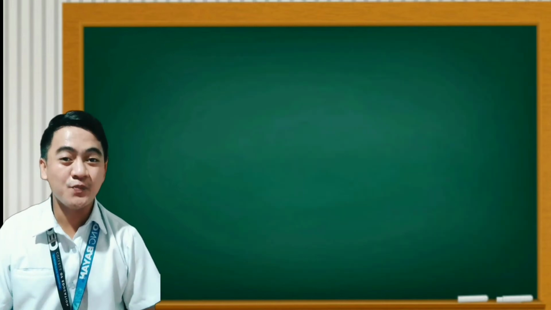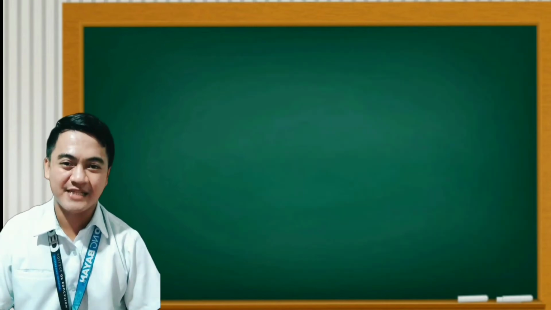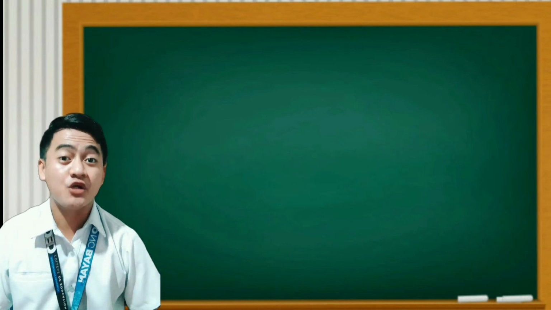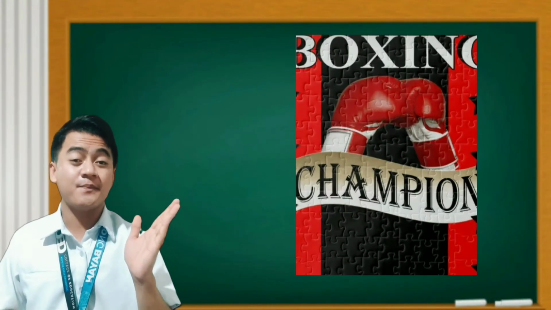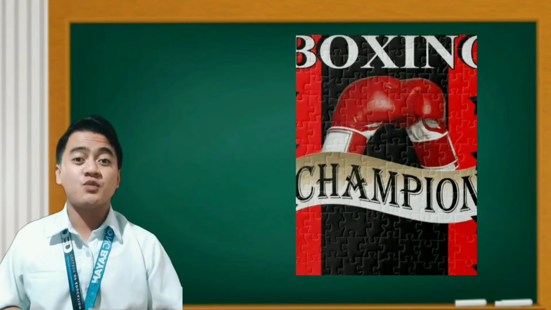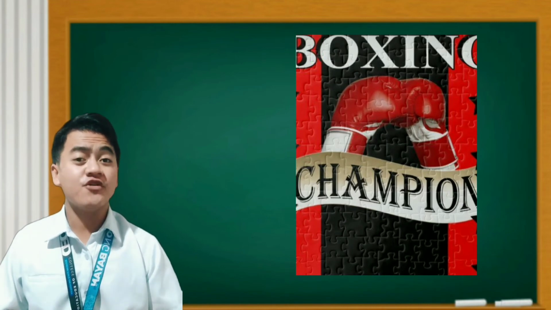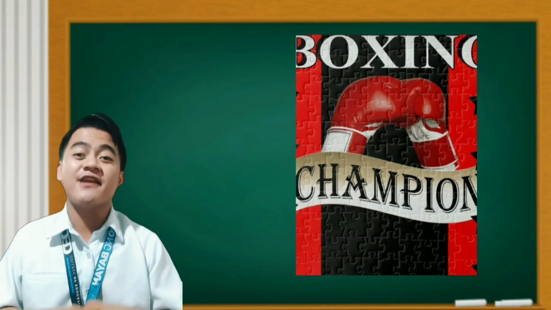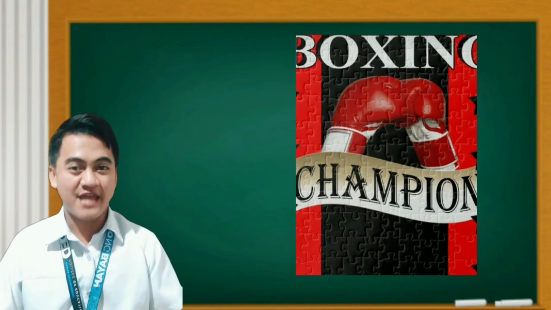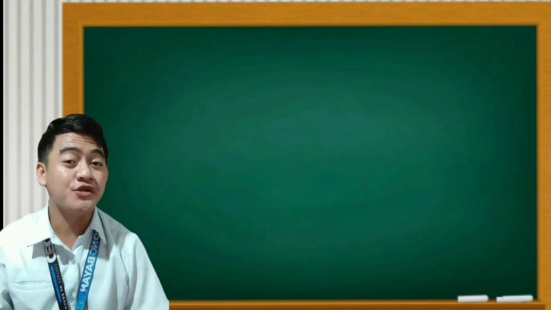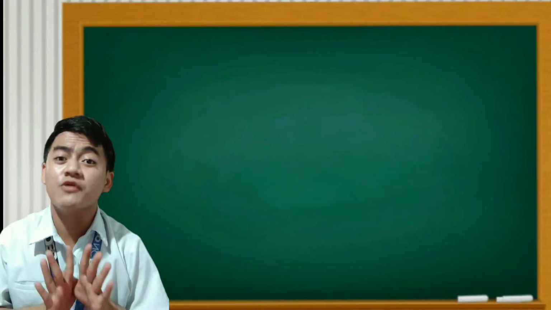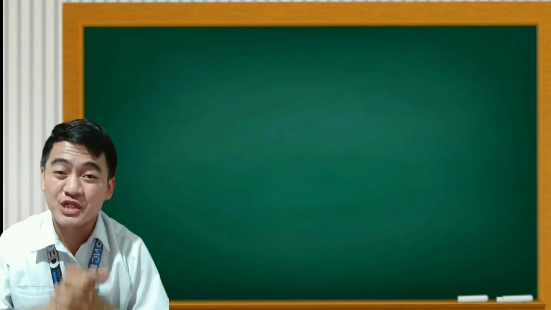Nice one! Group 2 was the first to complete the puzzle. Congratulations! Group 2, you may now post your puzzle to the board. And Group 2 created a puzzle about a combat sport, which is boxing. So if you can see, this sport usually involves wearing protective gloves and other protective equipment, and that is boxing. Okay, well done. For the other groups who didn't finish, it's okay, you did a great job too.